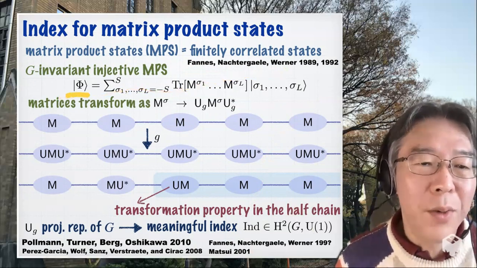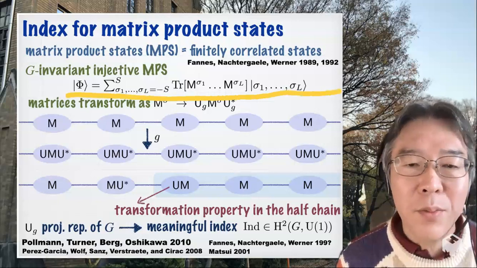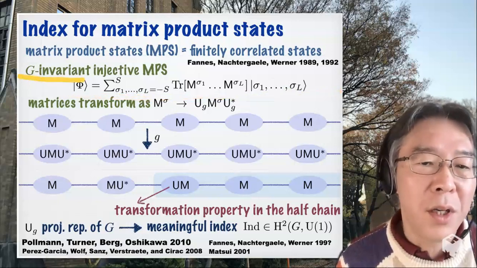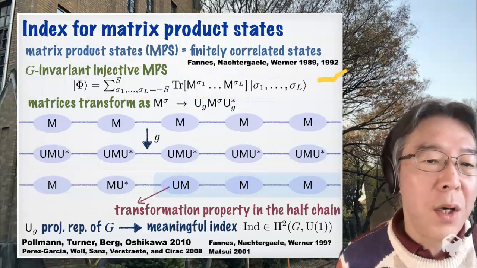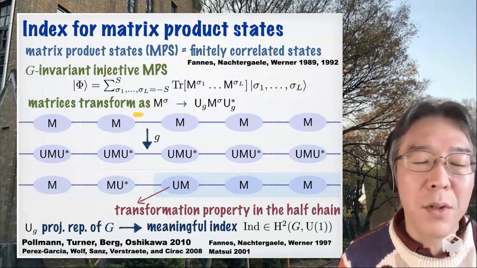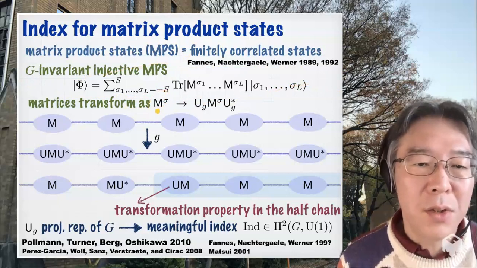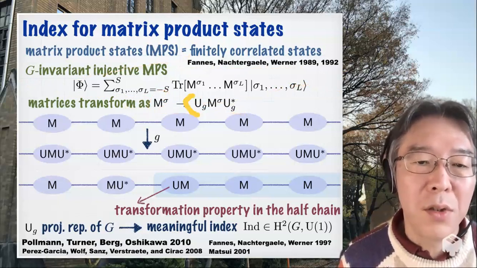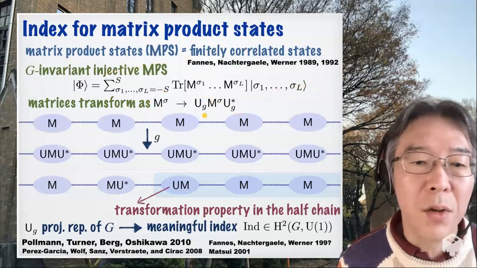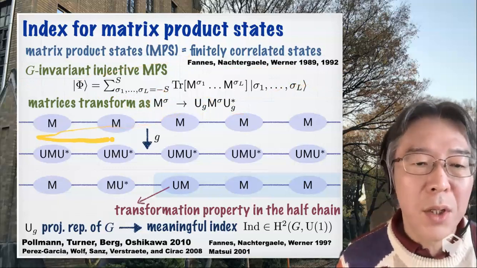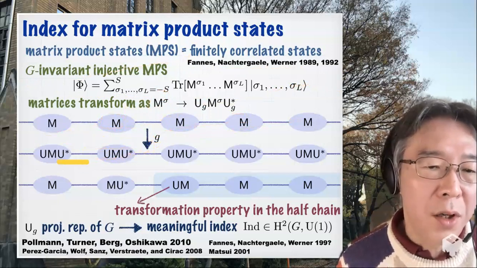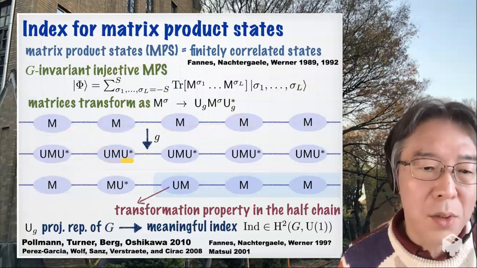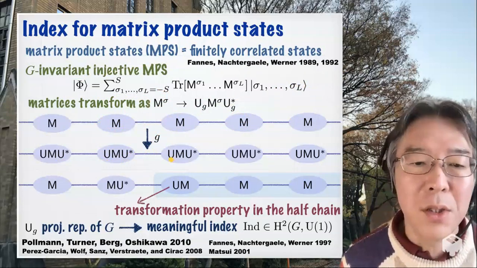So suppose that we have an injective MPS, which is invariant under the action of G. Then by using a theorem proved by these people, you can show that these matrices transform like this with a unitary matrix U, depending only on G. And so this is a picture of the MPS, and it transforms like this under the action of G. But of course, U star U is 1. So this means that this is invariant. This is the same state.